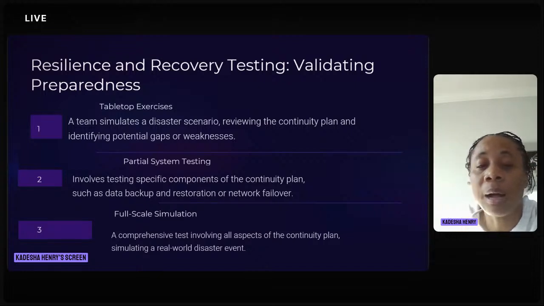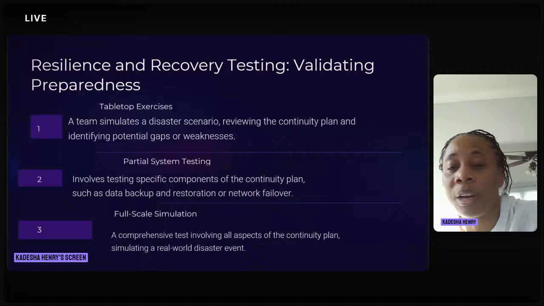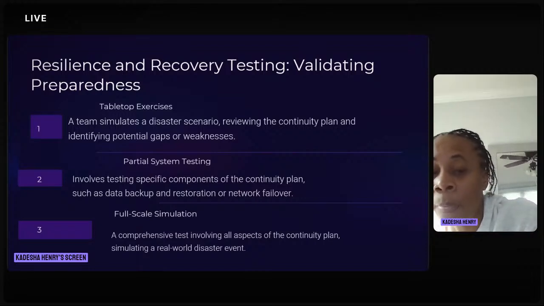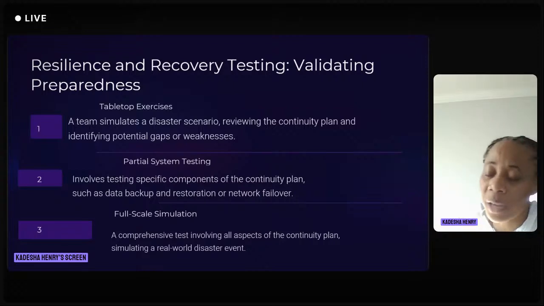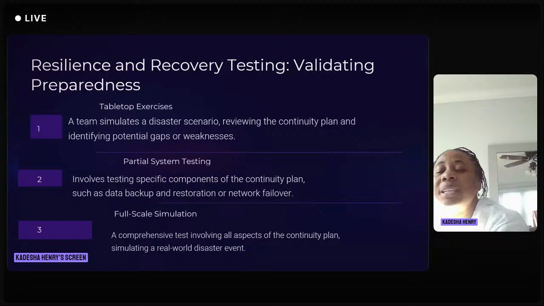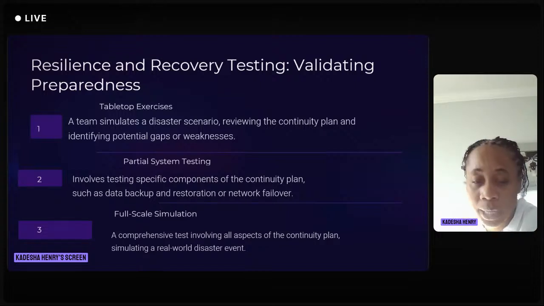A team simulates a disaster scenario. They review the continuity plan and identify potential gaps or weaknesses. So we have the continuity plan, and they can look at it and add to it, and they can make a decision on whether there is a gap in it or some form of weakness.